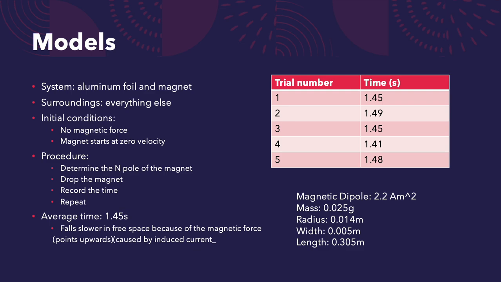Models. The system is the aluminum foil and the magnet. The surroundings are everything else. Initial conditions are no magnetic force, and the magnet starts at zero velocity.